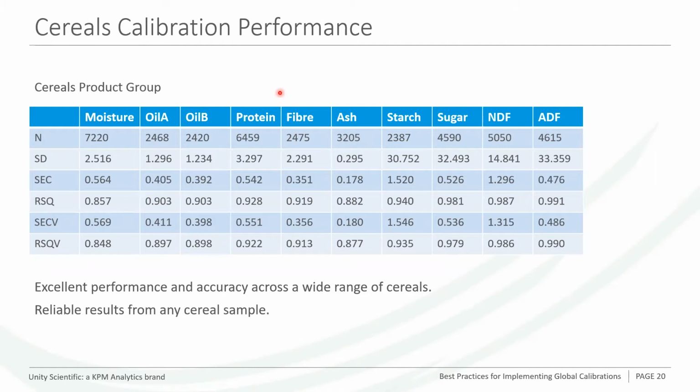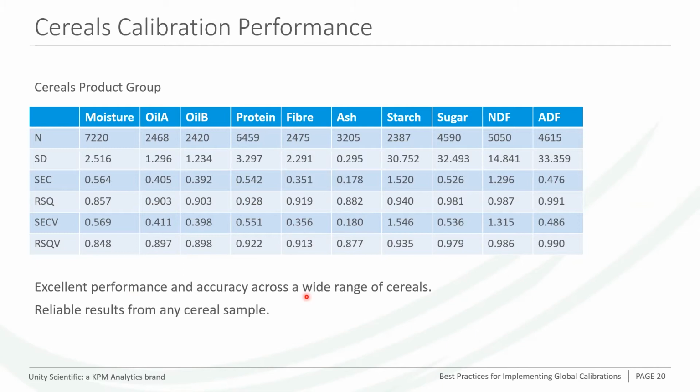And if we go into individuals, for example, fiber, we've got 2,500 samples that have been included. The standard deviation in the reference set is 2.3. Our error is 0.36. Our correlation is 0.91. So our error is going to approximate the lab error. And we can apply this calibration to all 8 of those products in that cereal product group and be assured that we're getting great performance and accuracy on all of these sample types.